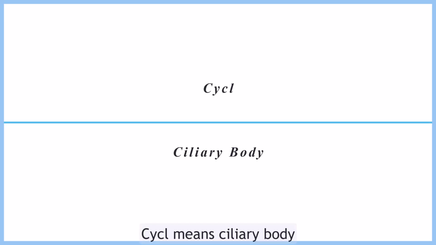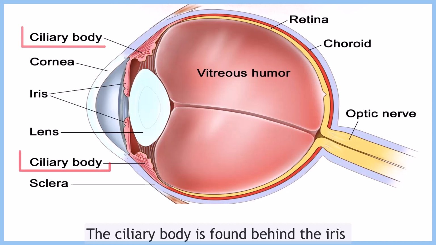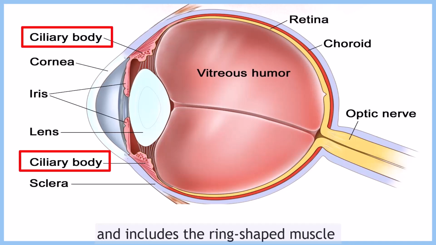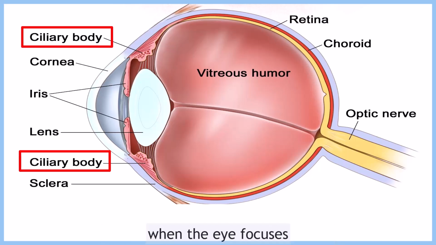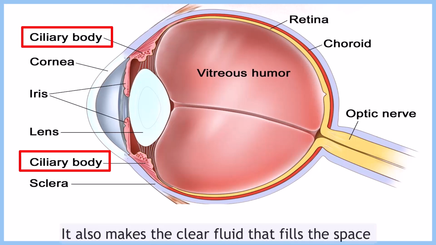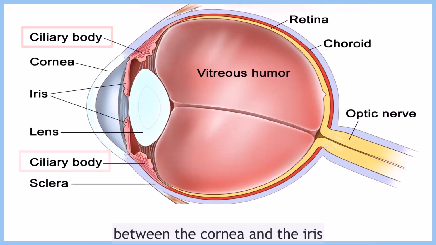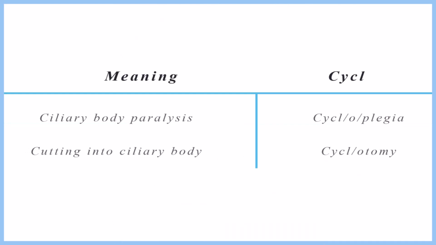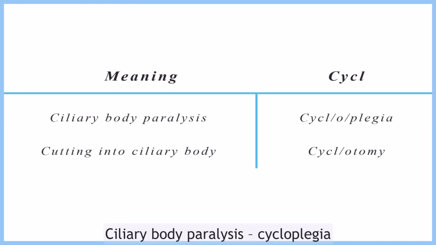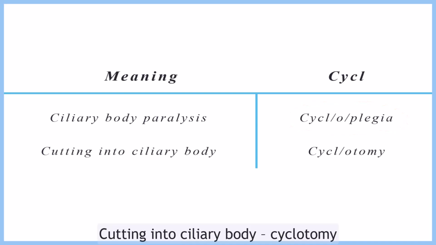Cycle means ciliary body. The ciliary body is found behind the iris. It includes the ring-shaped muscle that changes the shape of the lens when the eye focuses. It also makes the clear fluid that fills the space between the cornea and the iris. Ciliary body paralysis, cycloplegia. Cutting into ciliary body, cyclotomy.